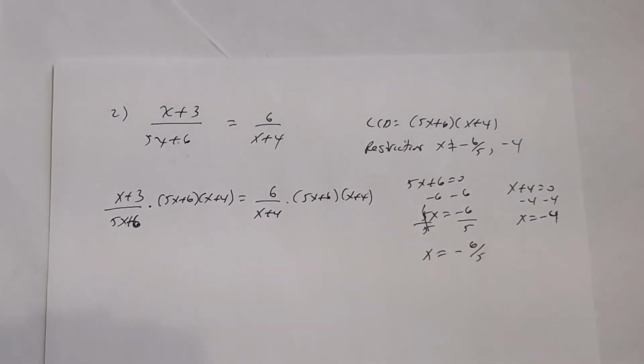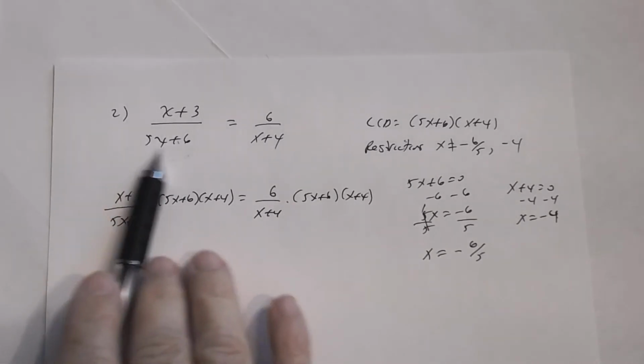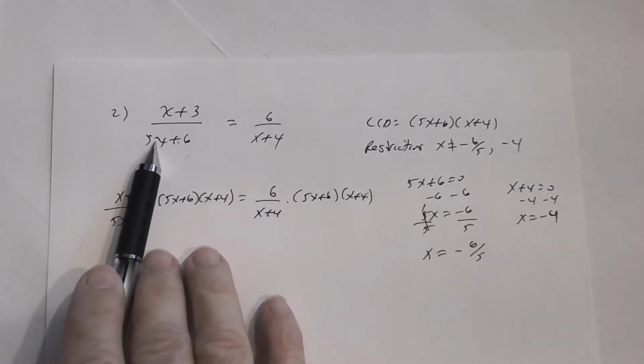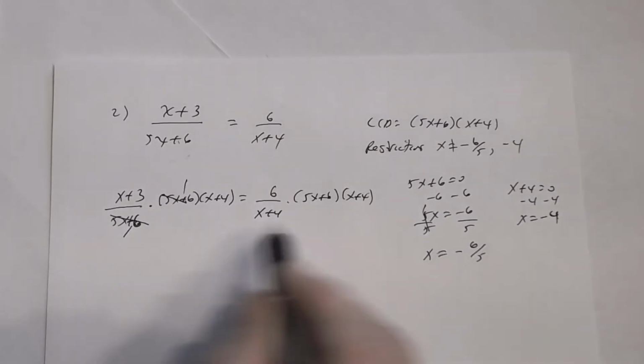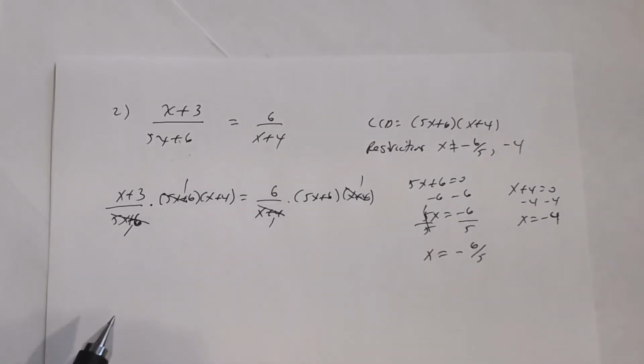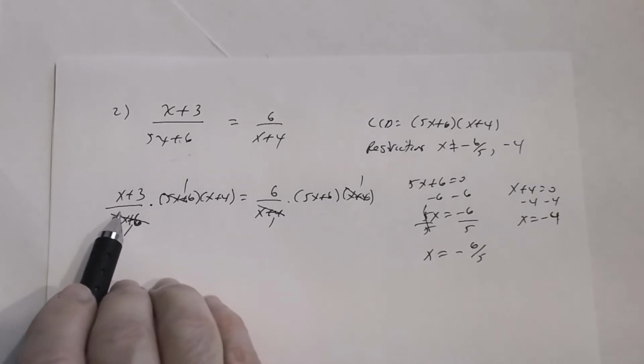Okay? All right, now remember the whole point of multiplying by the LCD is to get these factors in your denominators to be ones, and now they are because you can reduce. The 5x plus 6's divide out. The x plus 4's divide out. Now be careful, don't do too much in your head right here. Write it out. So here's what I have now.